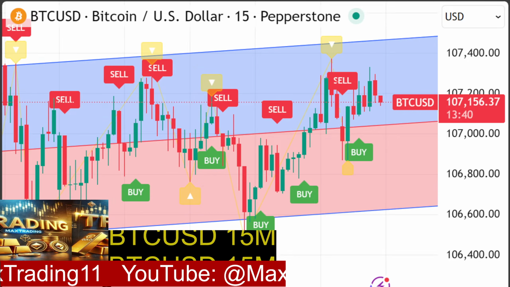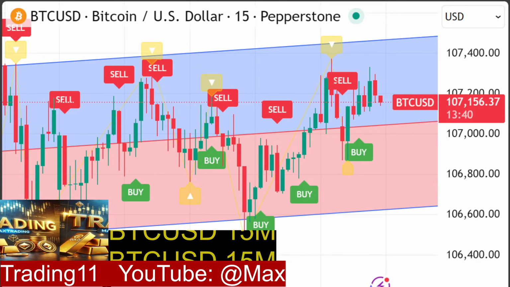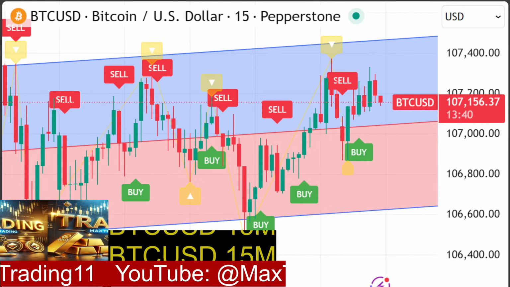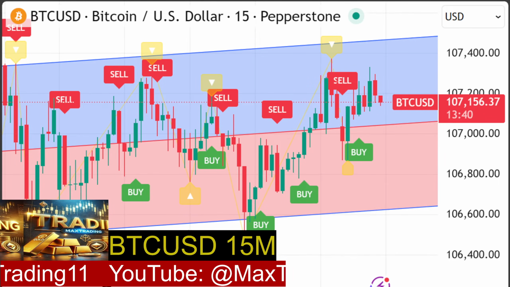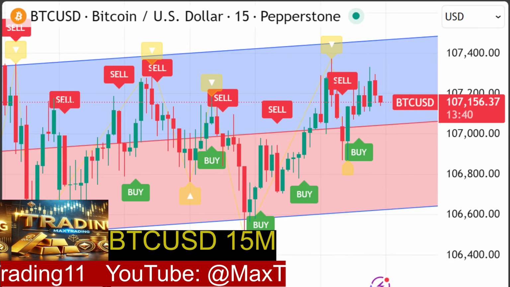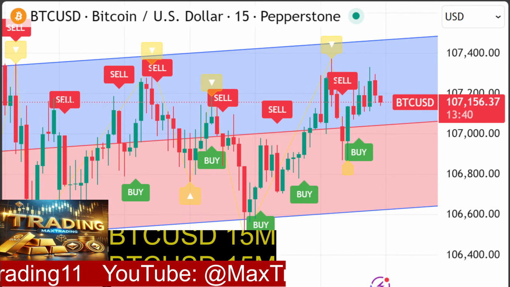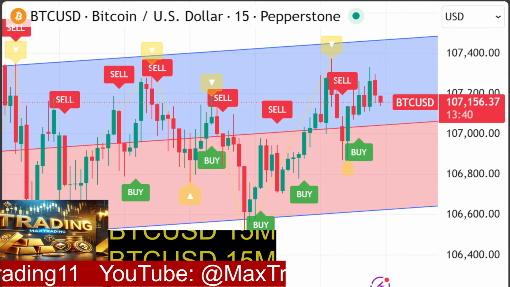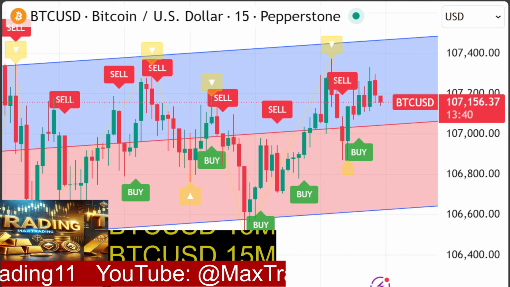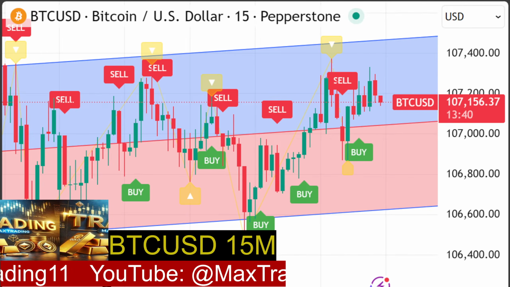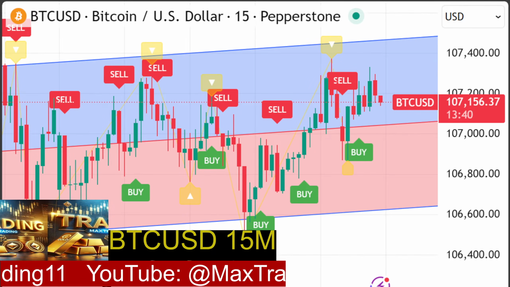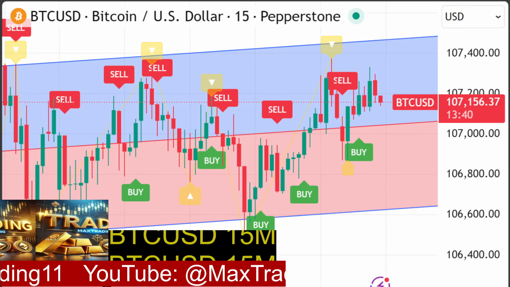Consolidation scenario. If the price starts moving sideways and the channel becomes very narrow and flat, it means the market is in a state of equilibrium, consolidating and building energy for its next major move. During these periods, it's often best to stay patient and wait for a clear breakout in either direction.